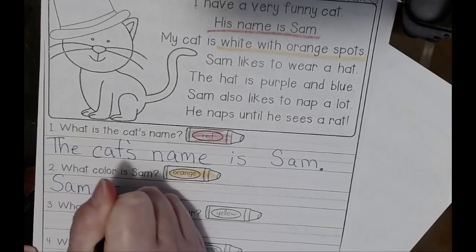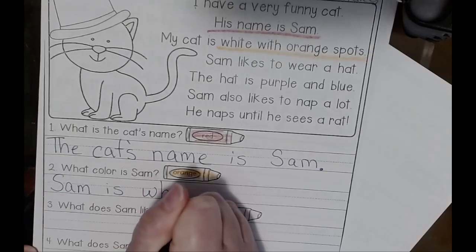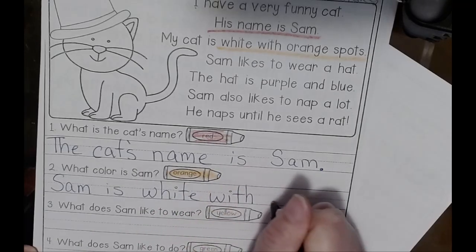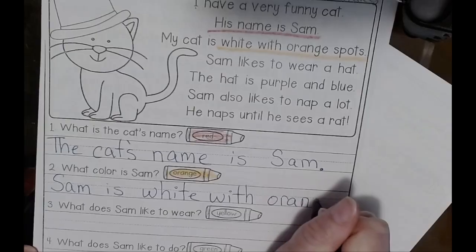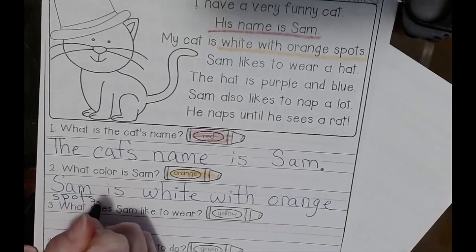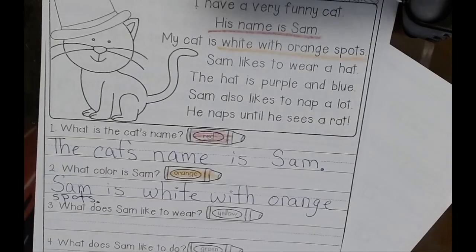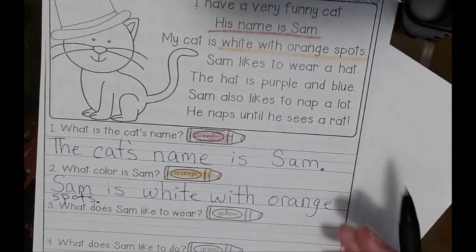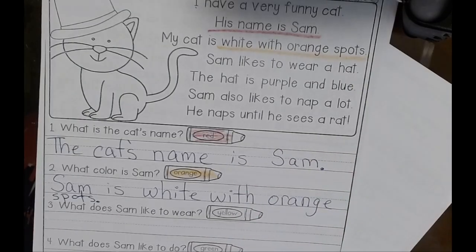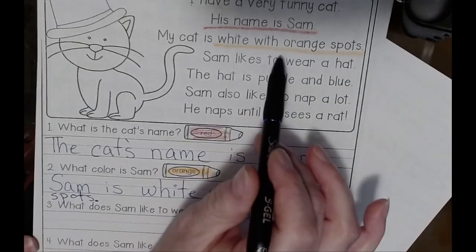Sam is white with orange and spots. And a period. My other thing I would like to suggest is if the words are in the story, in the passage, please remind your student that the words should be spelled correctly. It's one thing if they had to sound it out or if it's not directly in front of them, but all of these words that I wrote are up here.